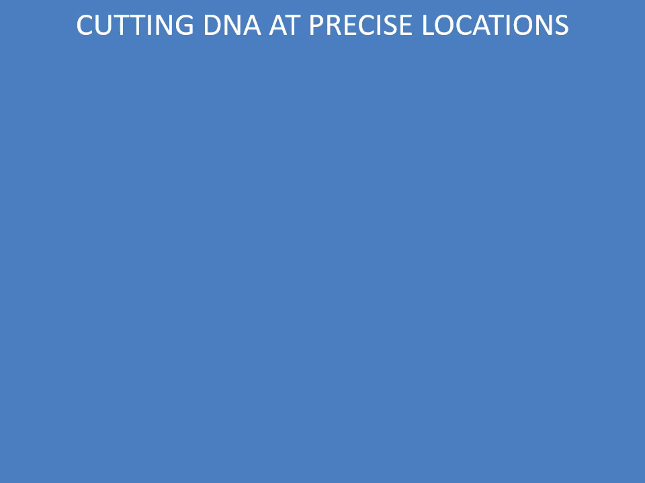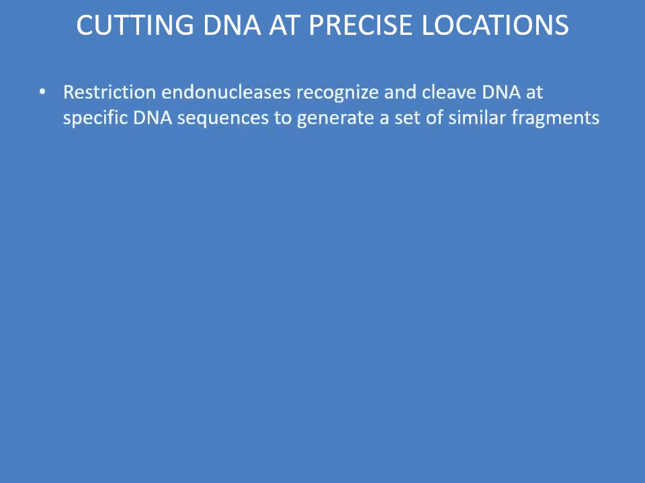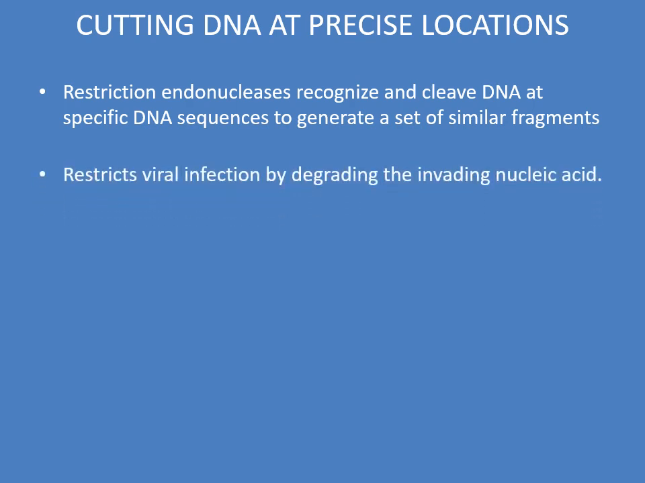So the first step is to cut the DNA segments at precise locations. DNA segments are cut with the help of molecular scissors, which are restriction endonuclease enzymes. They recognize and cleave DNA at specific DNA sequences to generate a set of similar fragments. Restriction endonucleases are bacterial enzymes which restrict viral infection by degrading the invading nucleic acid. That is why they are known as restriction endonucleases.